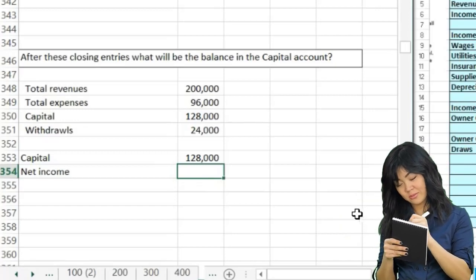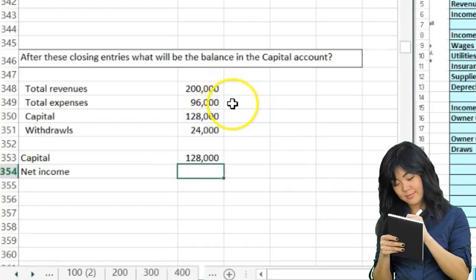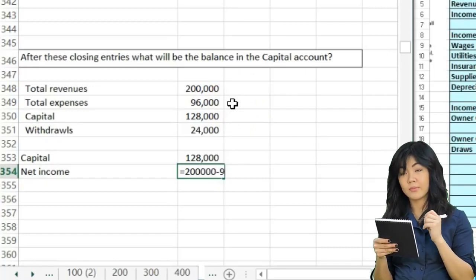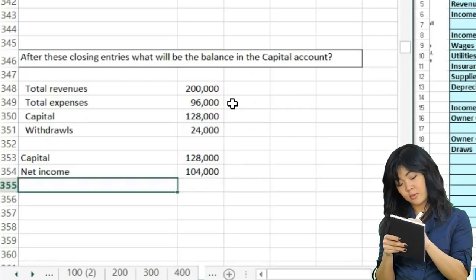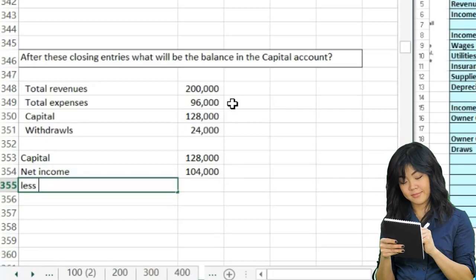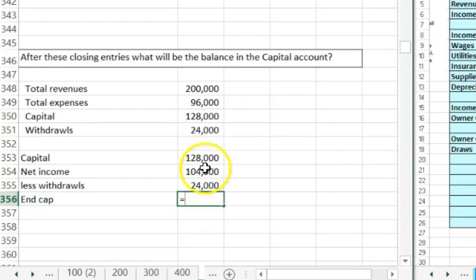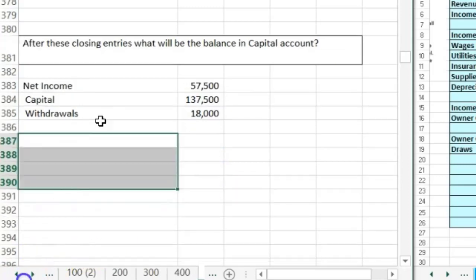So how do we calculate net income? Revenue less expenses. So that's going to equal the 200,000 minus the 96,000, and then it's going to go down less withdrawals. So minus the withdrawals, 24,000 gives us ending capital. So this equals the 128 plus the net income 104 minus the draws of 24,000. So here's the next one.